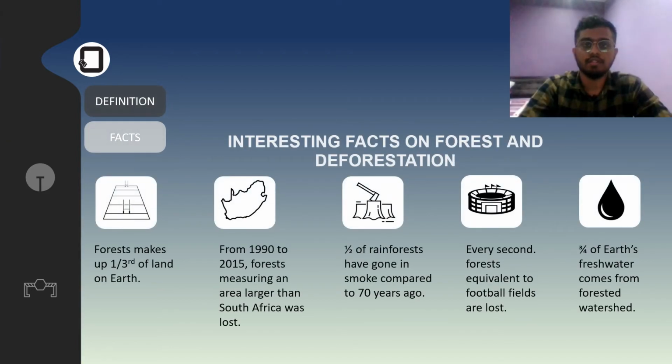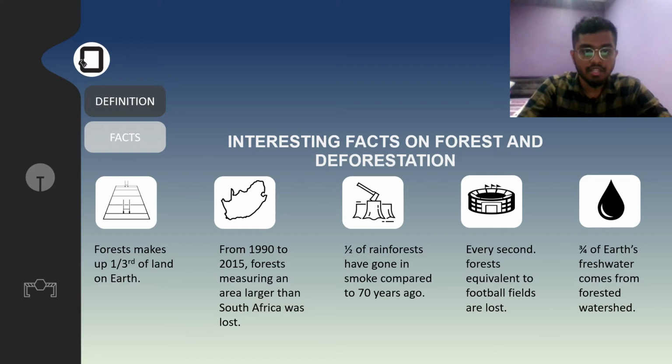My name is Navinish. Now, I will be sharing interesting facts on forests and deforestation. At first, we can see that forest makes up a third of land on Earth. This is also equivalent to 4 billion rugby fields. I'm sure everyone knows how big a rugby field is. Imagine laying 4 billion of them. That's the size of forests on Earth.